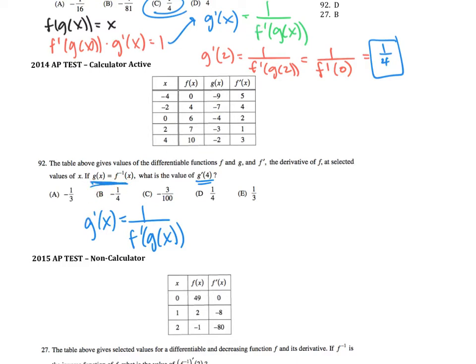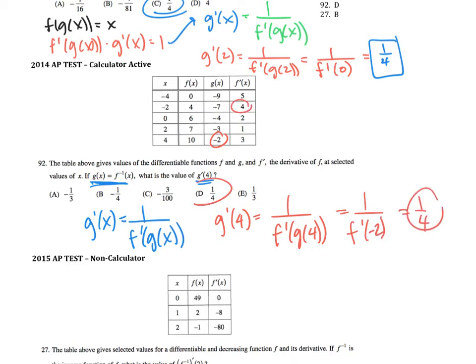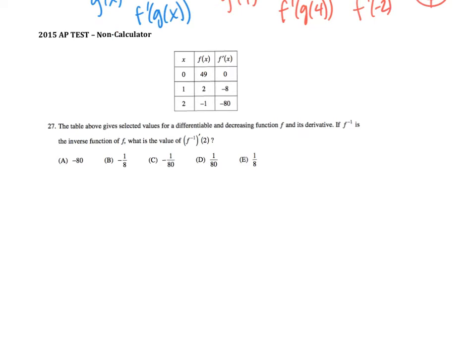So now they want to know what is g prime at 4. So it'd be 1 over f prime of g of 4. G of 4 is negative 2. So we'd have f prime of negative 2 is 4. Answer of 1/4 again. I don't appreciate their notation in this one.